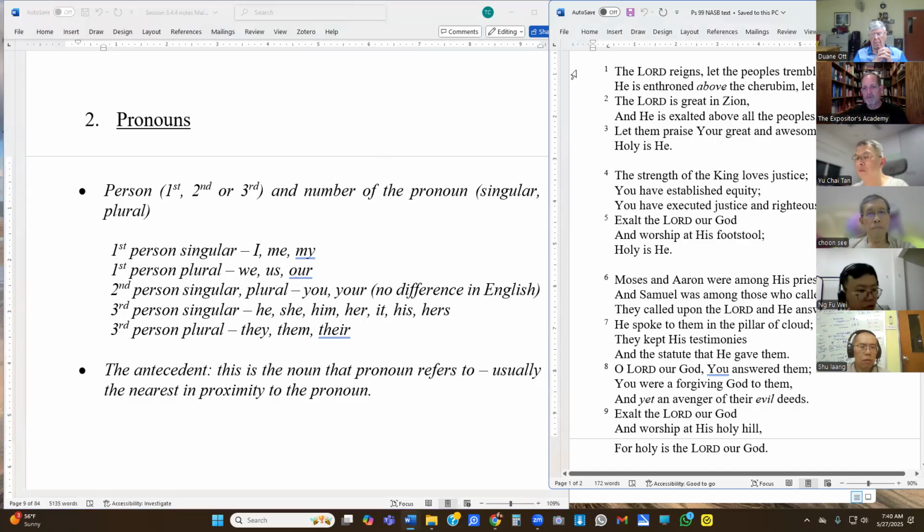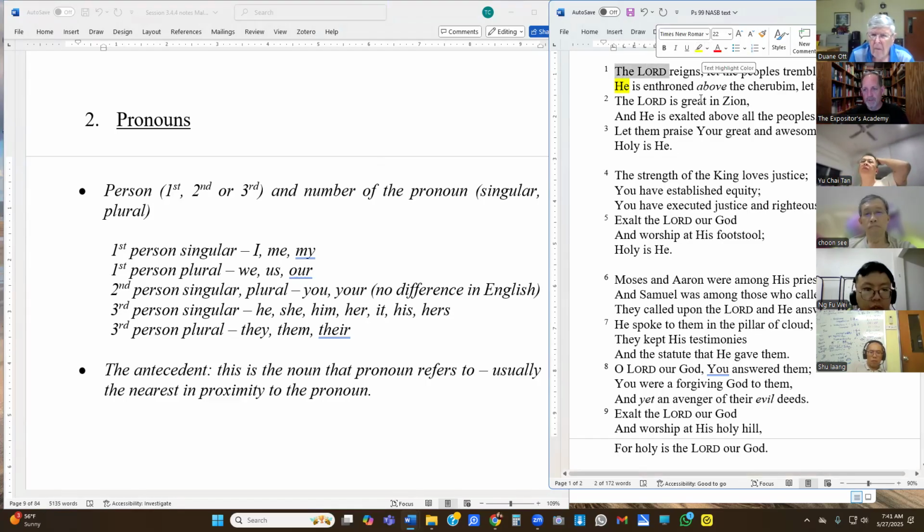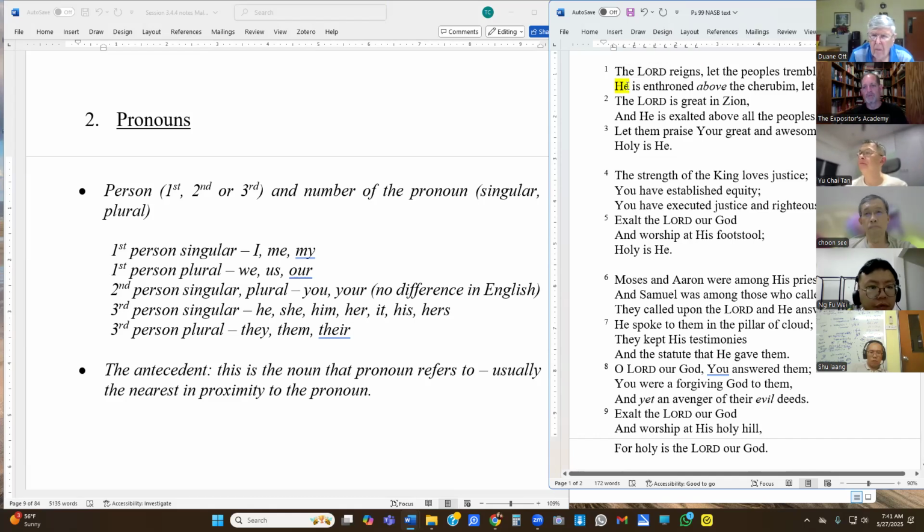For example, I'll just take verse 1, right? The Lord reigns, let the peoples tremble. He is enthroned above the cherubim, let the earth shake. Well, who does the he refer to? Right? We want to make sure we are accurate and correct. And here the obvious thing is it's referring to the Lord. That's the nearest antecedent, if you will, that the Lord is enthroned. So rather than repeating, saying the Lord reigns, the Lord is enthroned, he just used the pronoun he to refer to him. All right, that gives some variety as well, so it's not redundant.